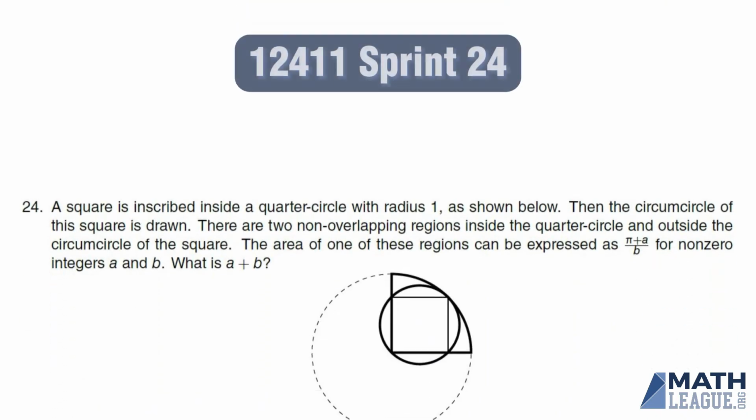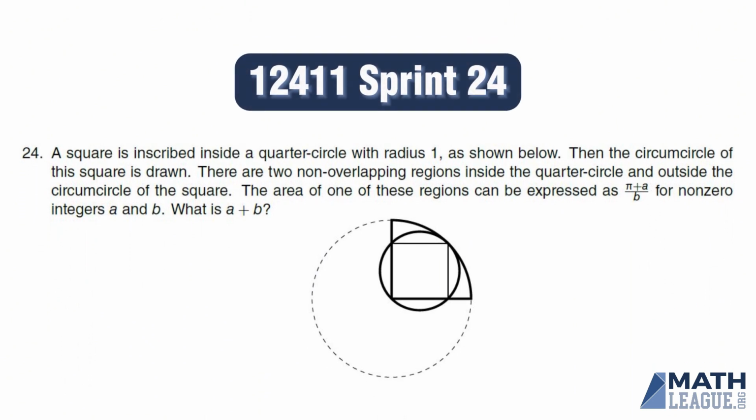I'm going to be talking about Sprint 24. Sprint 24 reads, a square is inscribed inside a quarter circle with radius 1 as shown below. The circumcircle of the square is drawn.